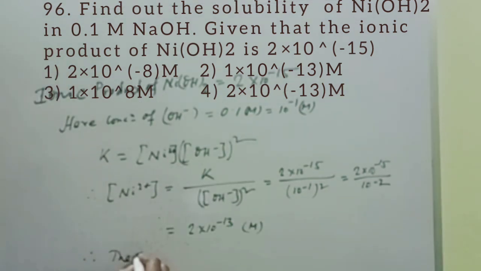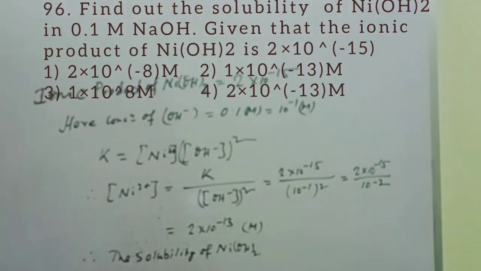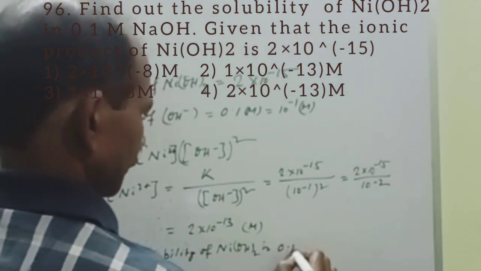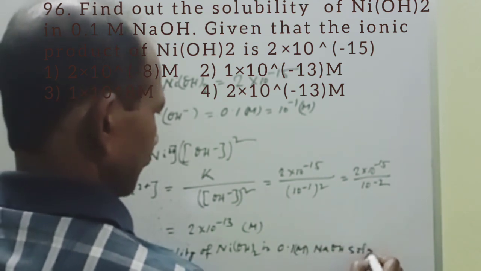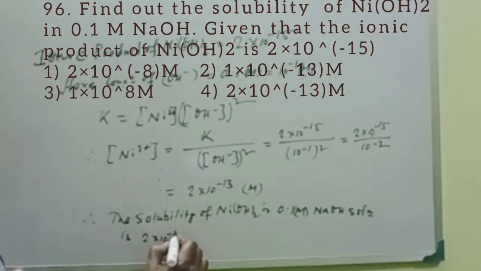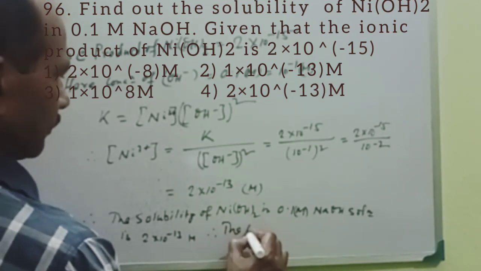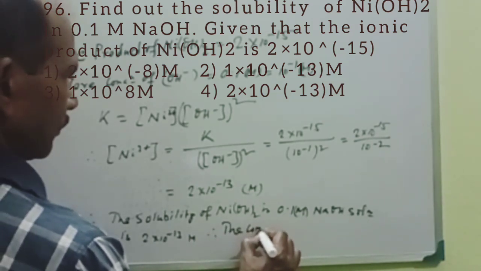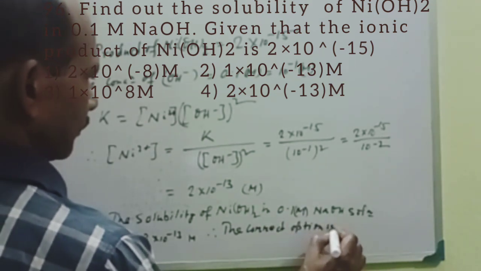Concentration of OH minus coming from Ni(OH)2 can be neglected as it is very low. Therefore the solubility of Ni(OH)2 is 2 into 10 to the minus 13 molar. Therefore the correct option is option number 4.